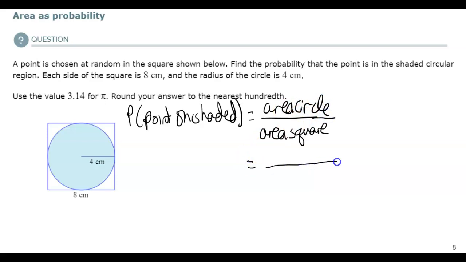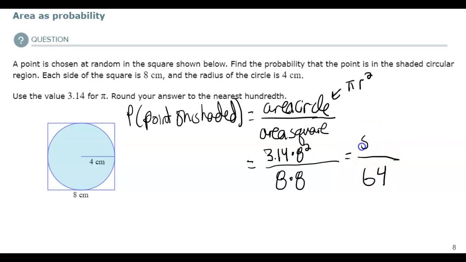So my area of the square is going to be 8 times 8. My area of a circle, remember, this is pi r squared. And they told us for pi to use 3.14. R is 8 squared. And it wants the nearest hundredth, which means 2 decimal points. So that's 2 decimal points.